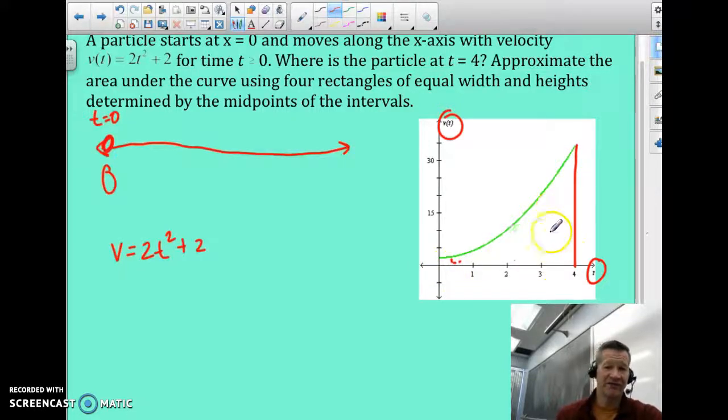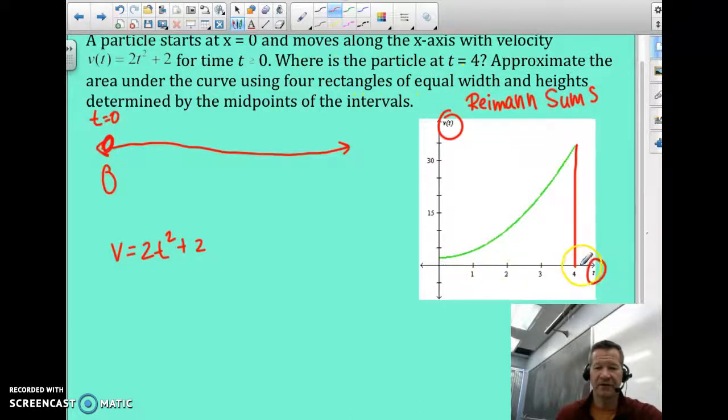I have no idea what the formula is for this type of figure. I don't have an area formula for that. So what we're going to use is what we call rectangular approximation, or Riemann sums. Riemann is the guy's name who came up with this process. We're going to approximate this area in a kind of crude way, using 4 rectangles of equal width.